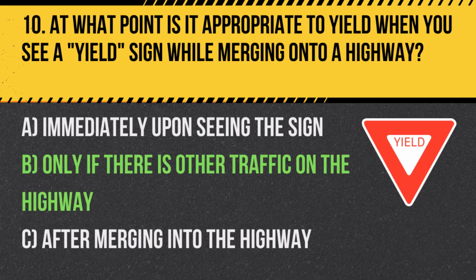Answer. B. Only if there is other traffic on the highway. Yield signs require you to give the right-of-way to other traffic if present.